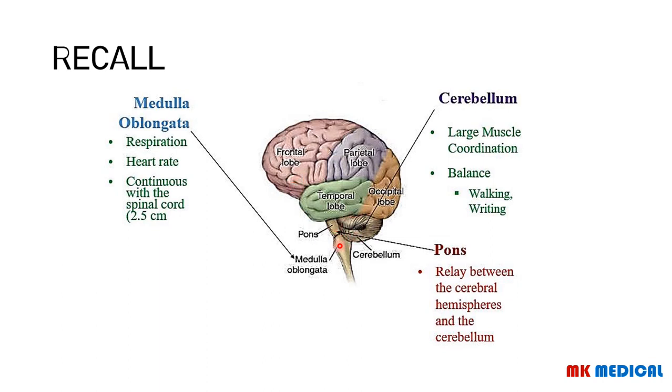Then in the brainstem, you have, of course, the pons. The midbrain cannot be seen here. You have the medulla over there. Connected to the pons, you have the cerebellum, which is over there. As you already know, the medulla is responsible for respiration and heart rate, and it's continuous with the spinal cord about 2.5 centimeters below. The pons relay information between the cerebral hemispheres and the cerebellum. And of course, the cerebellum is involved in muscle coordination and balance, things like walking, writing, those fine motor movements.